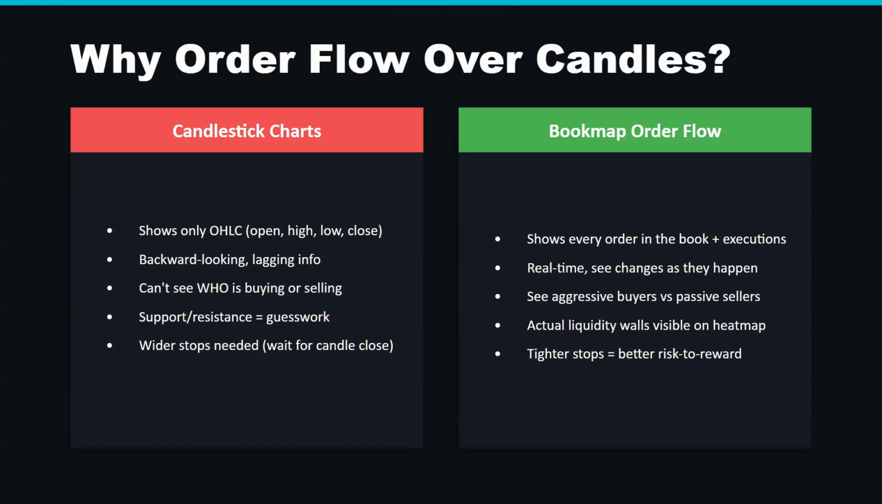On the right, you have the Bookmap order flow. It's real time, it's in milliseconds. You see every order in the book plus executions. You can literally watch aggressive buyers slam into passive sellers. You see actual liquidity walls on the heat map, and because you're entering on live flow instead of waiting for a candle to close, your stop losses become much better. So your risk reward is much, much better. That last point is huge. We'll come back to that a little bit later.